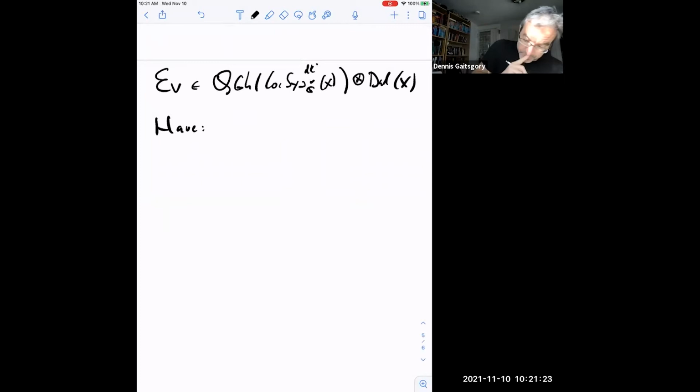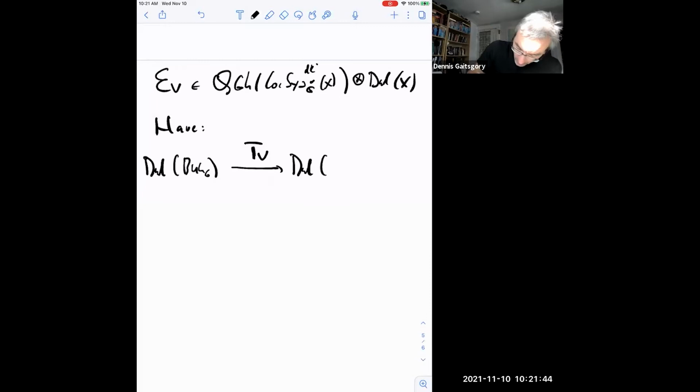And when the point is not fixed, we have functors, let me call them just TV. They go from D modules on Bun_G to D modules on Bun_G times X. So just let the point of application of the Hecke functor be a parameter, and you get a D module on the product. Okay, that's what you have.